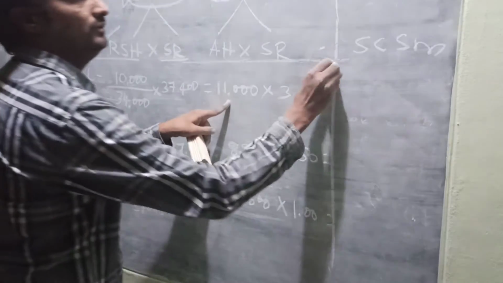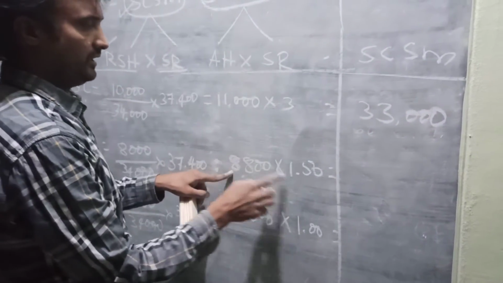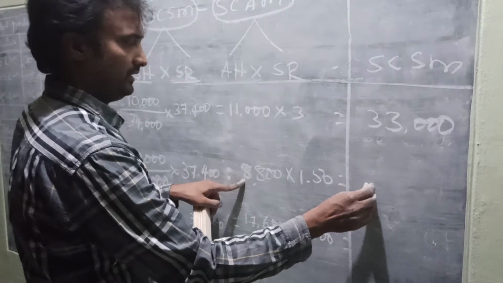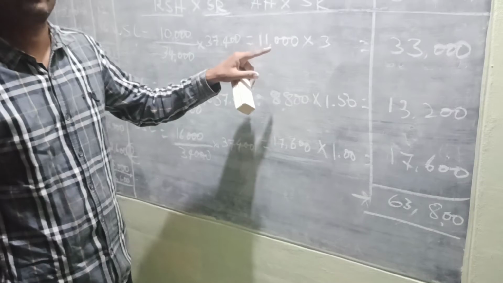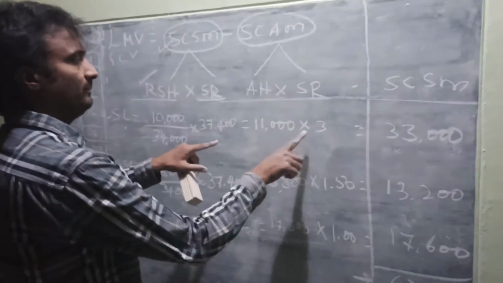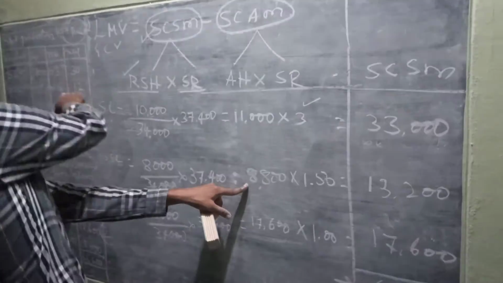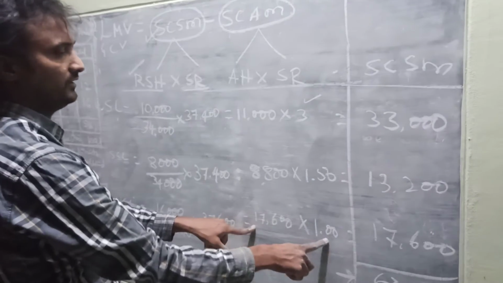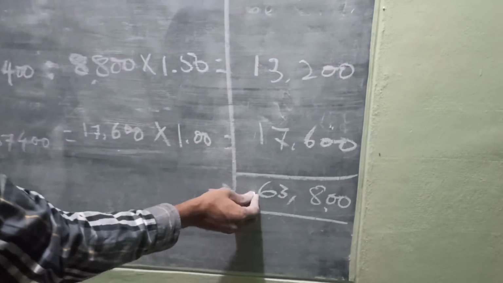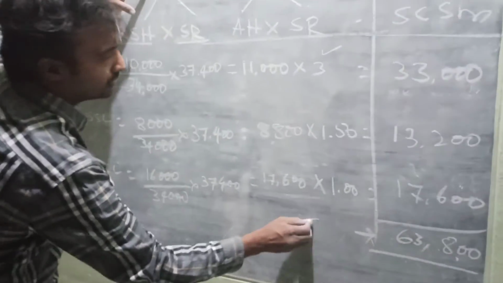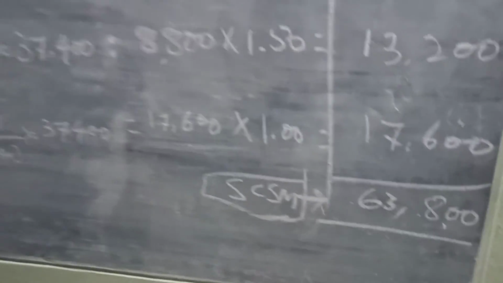So 11,000 into 3, that is 33,000. 8,800 into 1 rupee 50 paisa, that is 13,200. 17,600 into 1 rupee, 17,600. If you add all these three laborers' wages, it comes to a total of 63,800, the total standard cost of standard mix. SCSM, standard cost of standard mix.